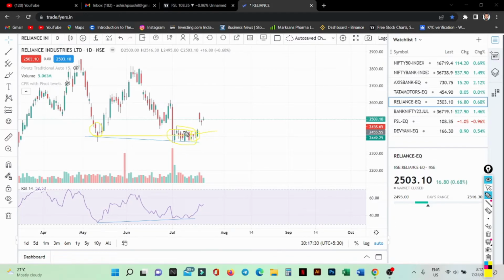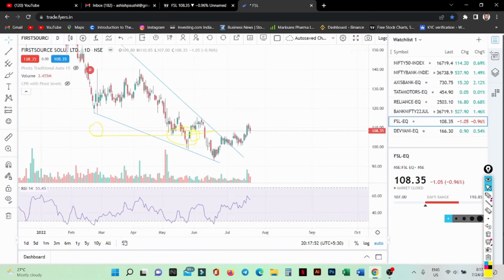If you could have bought here somewhere, from the next day Reliance has been bullish, and you could have easily made 115 points profit. So that's the power of RSI, traders. We can also consider some other stocks as well.